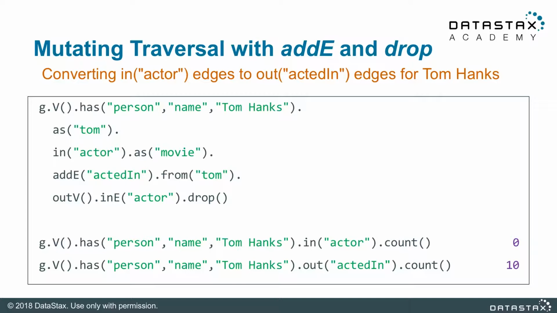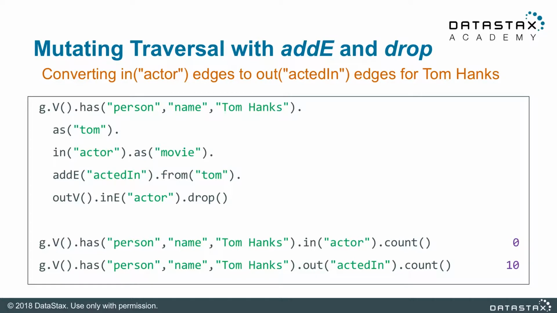At the end of the third line, what we have in the traversal are edges. The mutation is complete, but it's going to pass those edges on into the next step. From those edges, we're going to walk to the outgoing vertex, which will happen to be the Tom person. Then we will select the incoming actor edges and drop them. So essentially, the normal actor edges that we have in the schema have been reversed and are now called actedin.